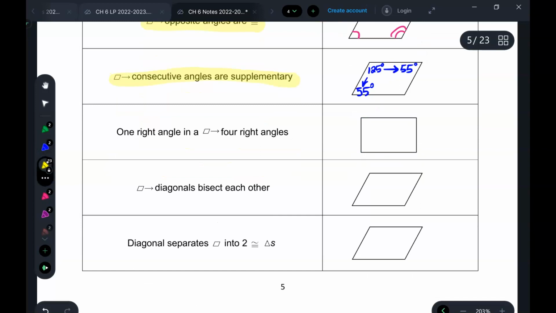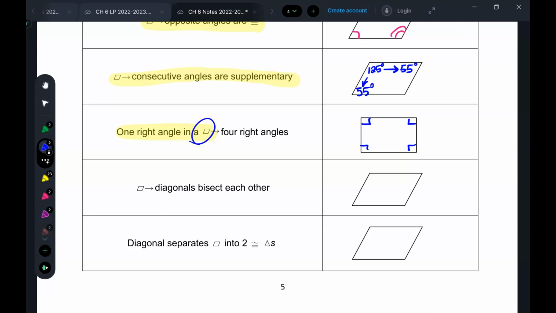All right, next one. If it's a parallelogram and there's one right angle, what happens with all of them? Because consecutive, if this is 90, this has to be 90, these have to be 90, all the way around. So if we have a parallelogram, and you get one right angle, all four are right angles. Okay, next one. Parallelogram, diagonals bisect each other.